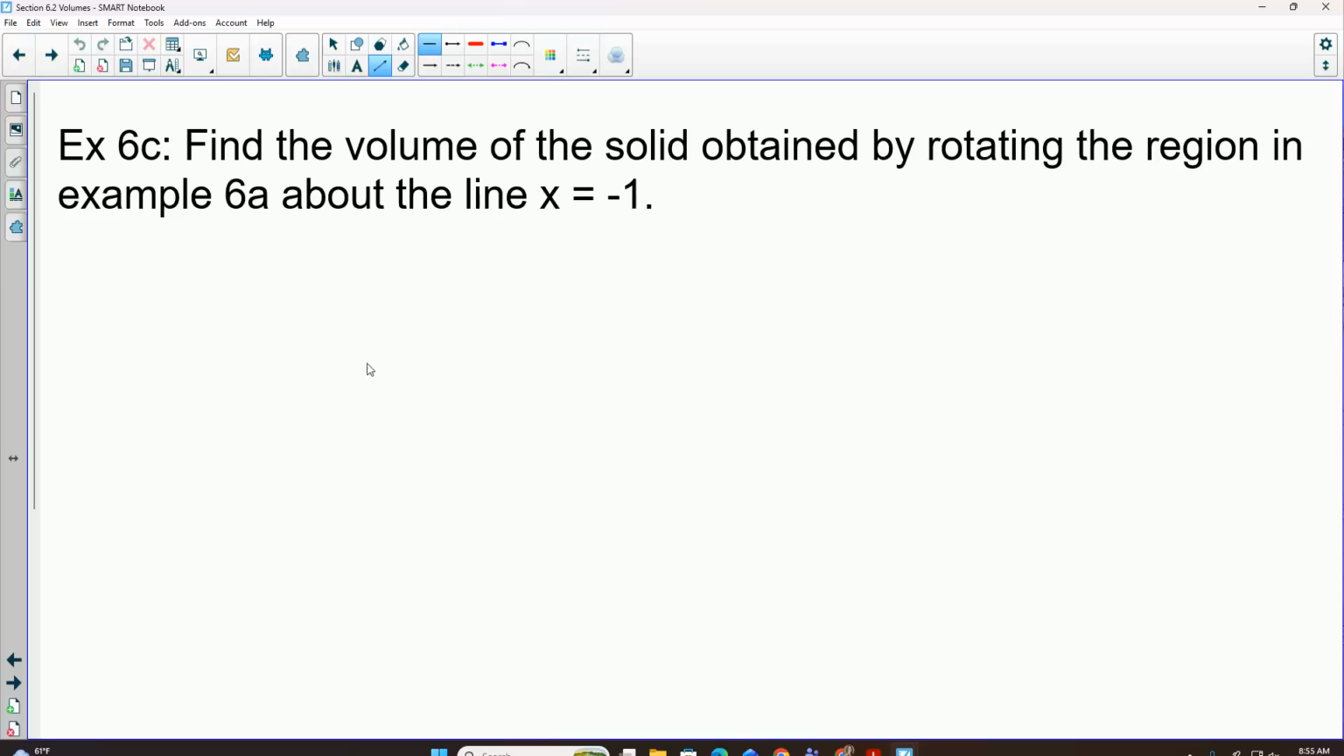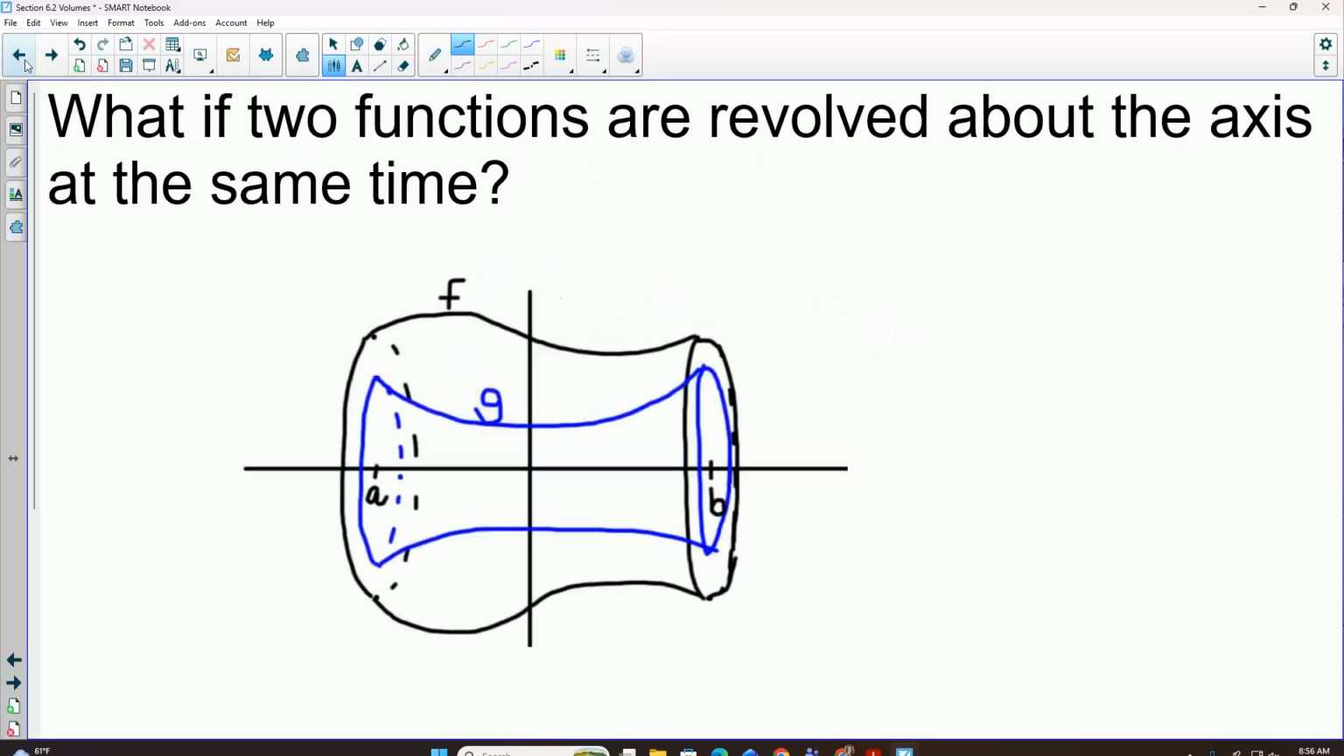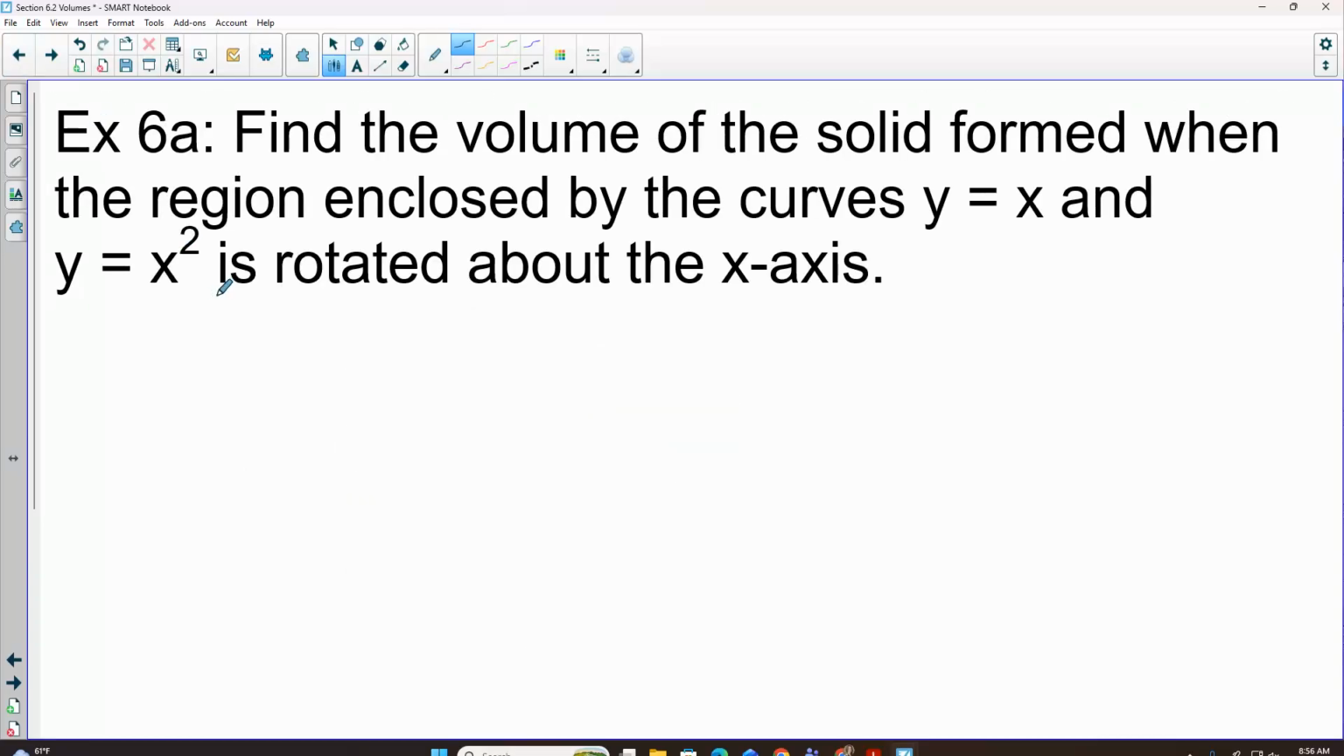Result obtained by rotating the region in example 6a about the line x equals 1. So we talked yesterday about when you didn't rotate around the axis, then the radius wasn't just the curve anymore. So we had to think about it a little more. 6a, what was our function? I forgot. Just between y equals x and y equals x squared.